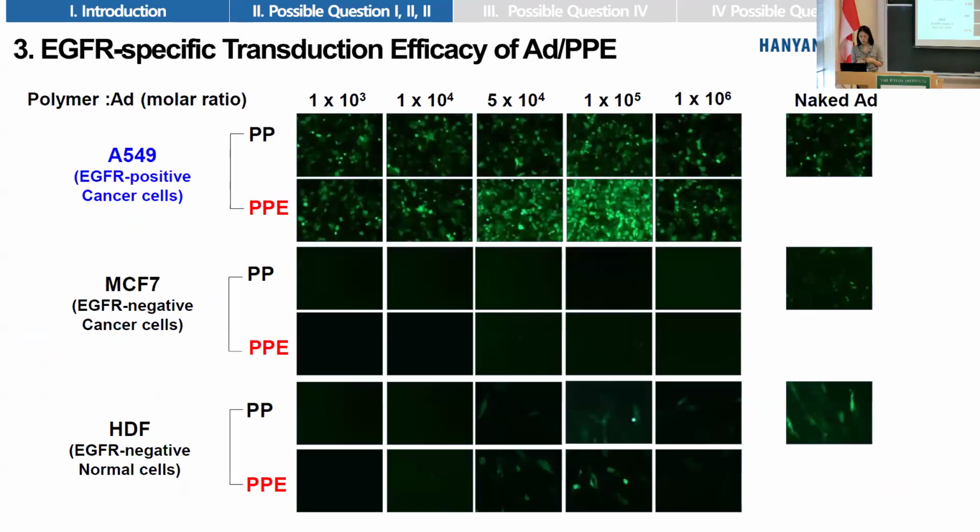So in the in vitro experiment, in EGFR positive cancer cell A549, the PPE complex shows the most potent EGFR specific transduction efficiency. However, non-targeted PP or naked adenovirus doesn't show very enhanced transduction efficiency. Also, in the EGFR negative cancer cell MCF7 and the normal cell, the PPE doesn't show transduction efficiency, which means it has EGFR specific transduction efficiency.